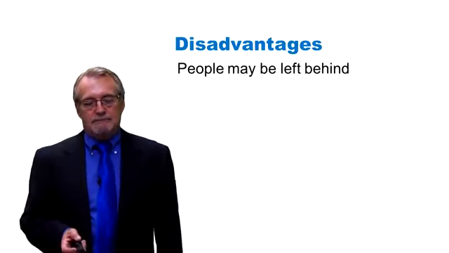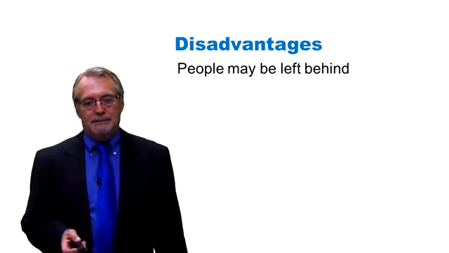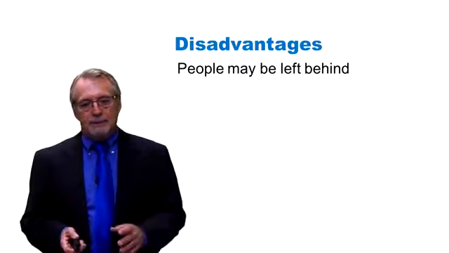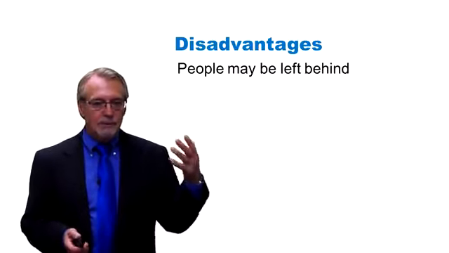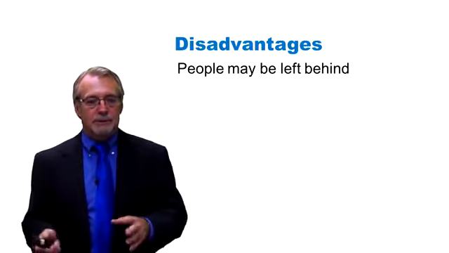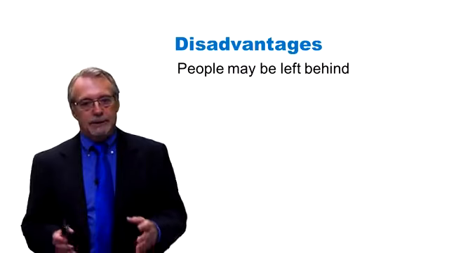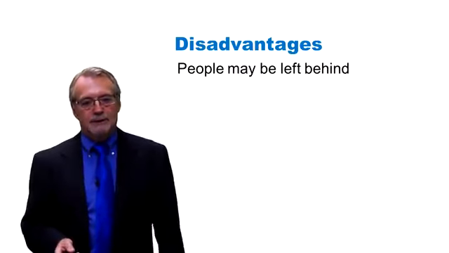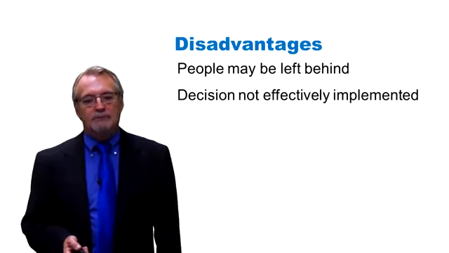There are some disadvantages. First of all, people may not all buy into this. If we're in a team or some kind of group, we could leave some of the group behind because the group has done a majority vote that wasn't what these people agreed to. Part of the group moves forward, the rest of the group does not. We may end up, because of that, with the results of this decision not being effectively implemented.